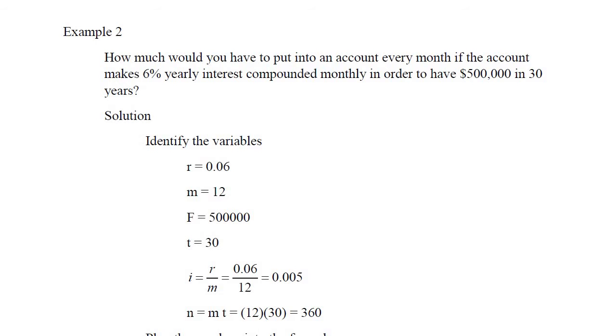So here's the solution. First of all, let's identify our variables. As I read through that sentence, the first number I get to is the 6%, my yearly interest rate, little r, that's 0.06. It's compounded monthly, so M is 12. We want to have a future amount of $500,000 in 30 years, so F is 500,000 and T is 30. To calculate I, the periodic interest rate, I do my R divided by M. So 0.06 divided by 12 gives me 0.005. And to calculate N, it's M times T, which is 12 times 30, which gives me 360.